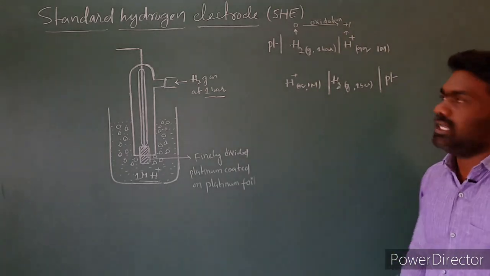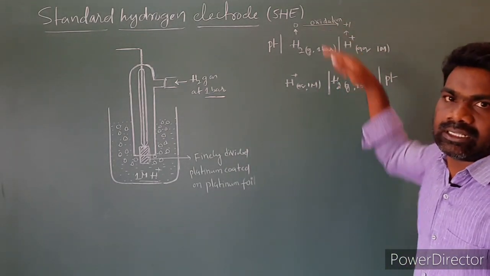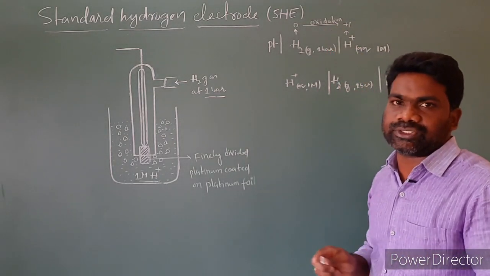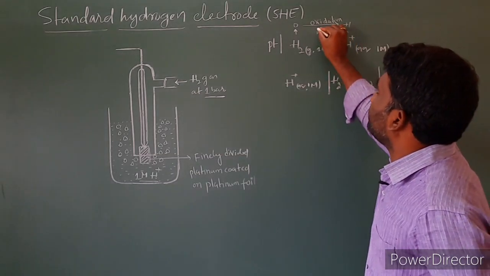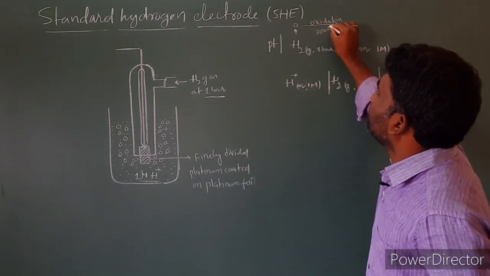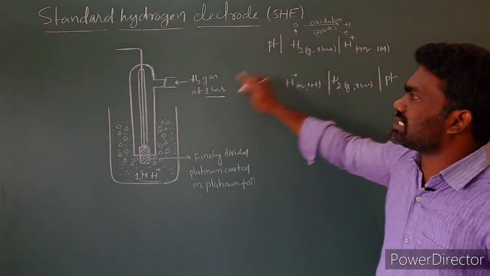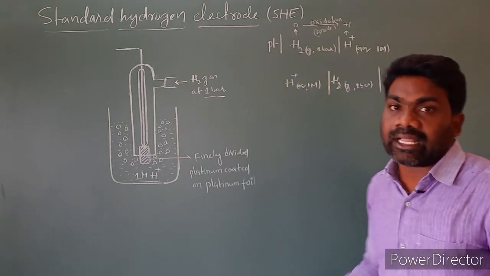Oxidation is taking place. In the Daniell cell we learned that where oxidation takes place, that will be taken as the anode. So in the first equation, the standard hydrogen electrode can act as the anode.